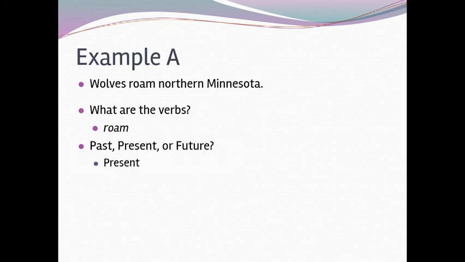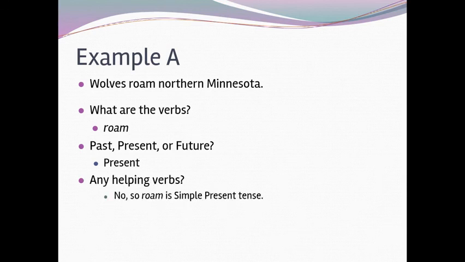The question of whether it's simple, progressive, or perfect has to do with helping verbs. There's no helping verbs for roam. So I'm automatically looking at being simple, present. If it was roaming, I might wonder about it being progressive. If it was have or had roamed in front of that, I might wonder if it's perfect, but I don't have to. No helping verbs, goes present tense, simple present tense.